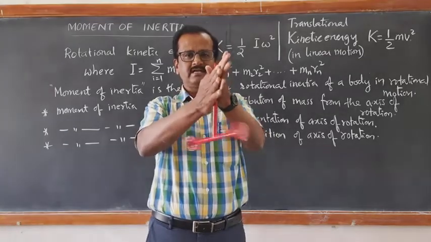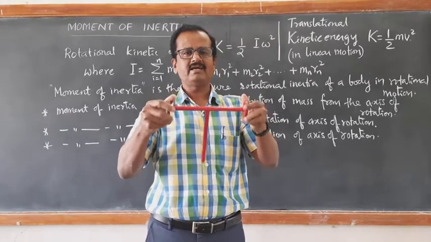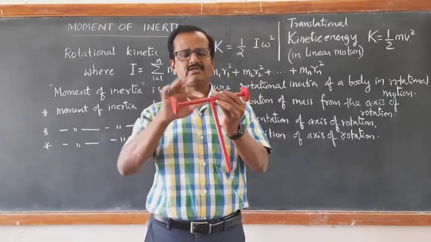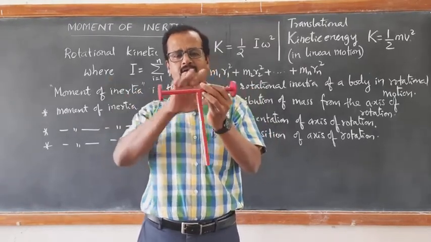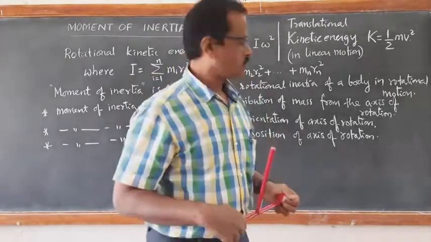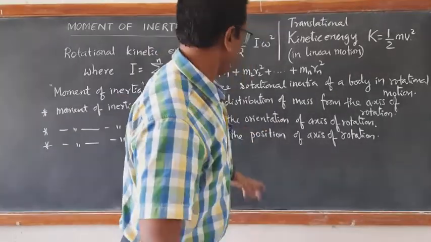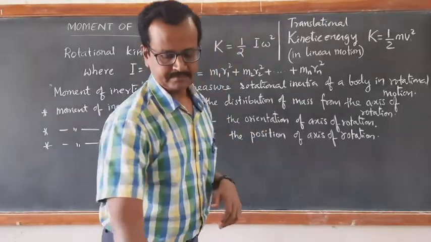The first one was like this. Now I can change it like this also. This is another type of axis of rotation. So the axis of rotation will be passing through the horizontal bar now. So this is a different value. So it depends on the orientation of the axis of rotation, and it depends on the position of the axis of rotation.